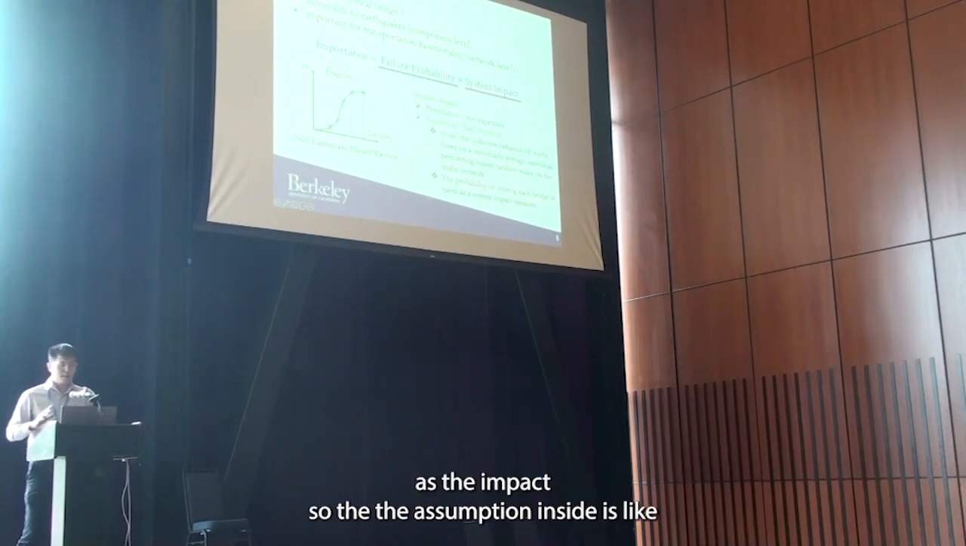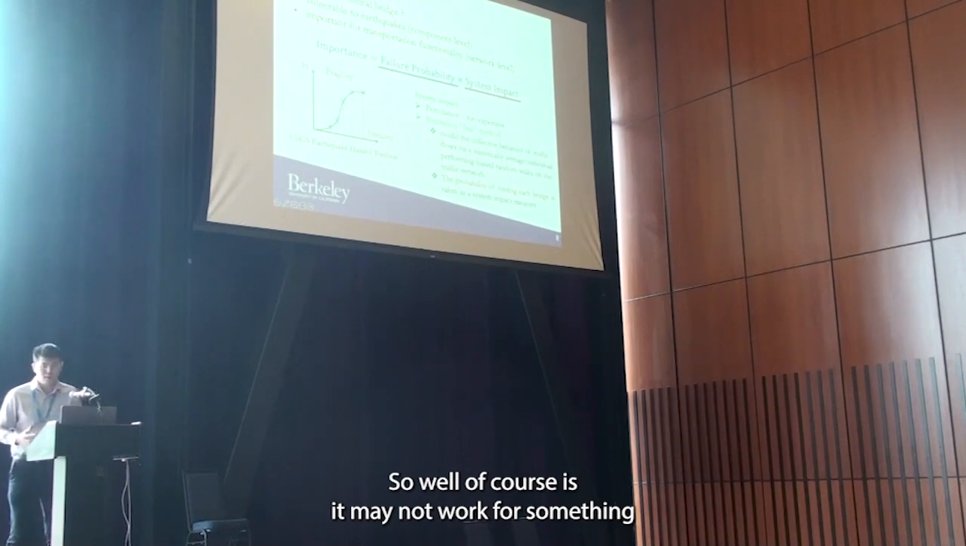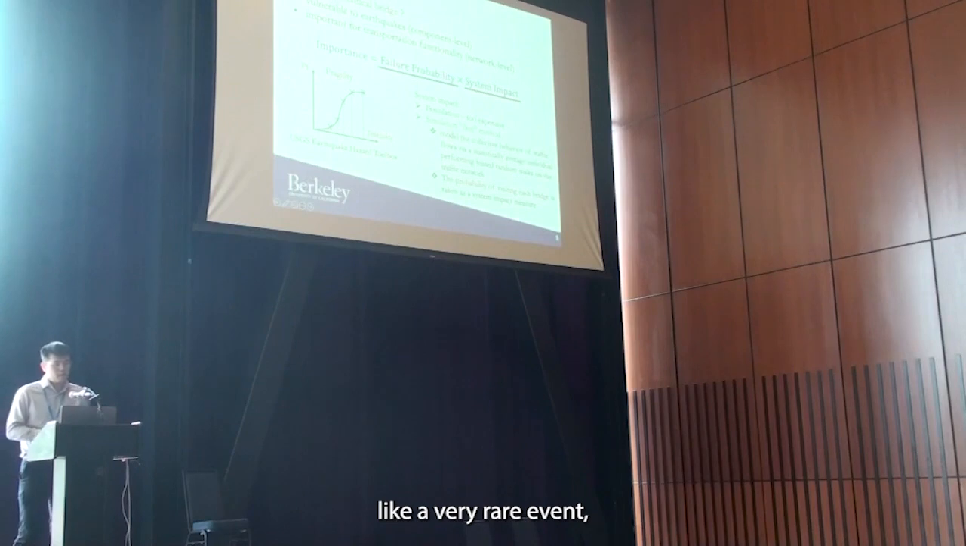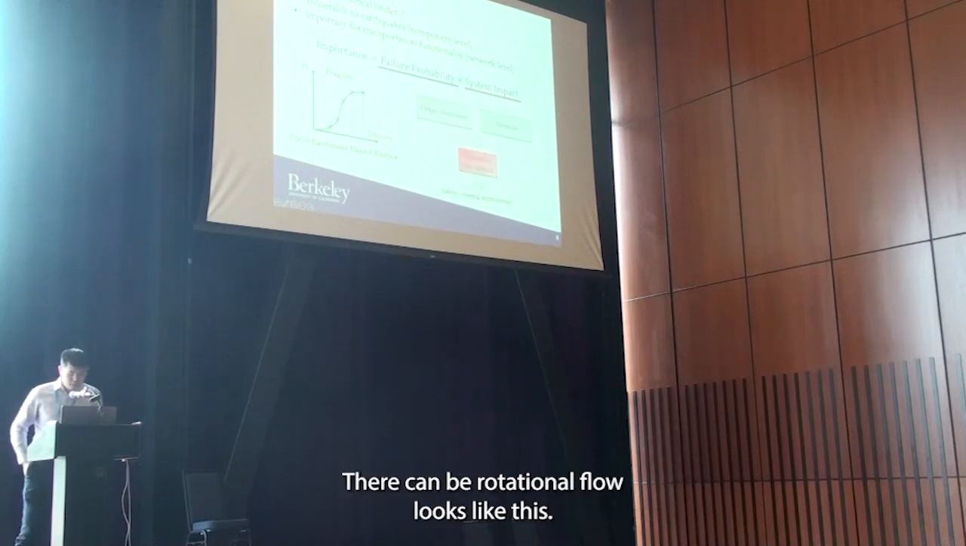So the assumption is that if a bridge is visited more often, then it is important. Well, of course, it's an assumption. It may not work for some very rare event, but right now this is what we have. So the computational flow looks like this.